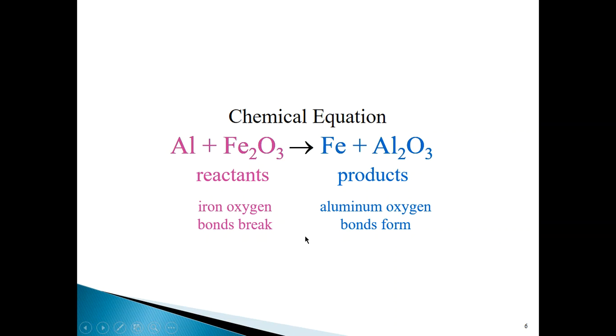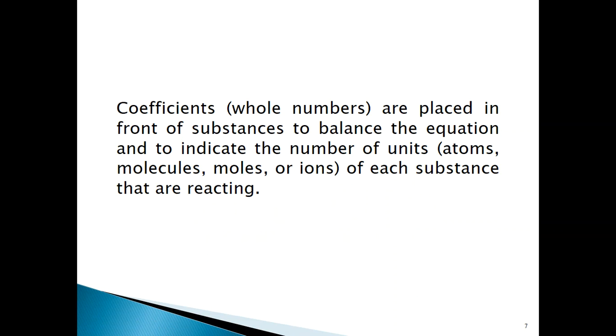So in order for us to show that that's the case, we need to balance the equation by putting what are known as coefficients. Now the coefficients are placed in front of the formula for the substances, and these coefficients must be whole numbers or integers. We do that in order to indicate the number of units, atoms, molecules, moles, or ions of each substance that are reacting.